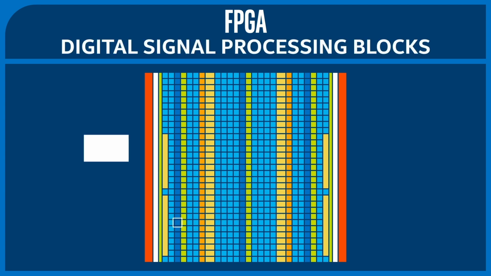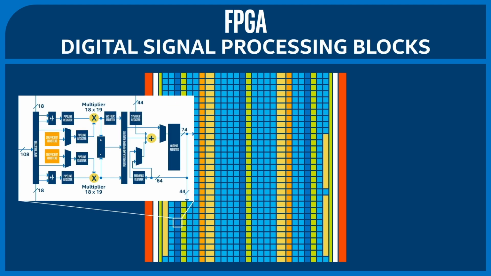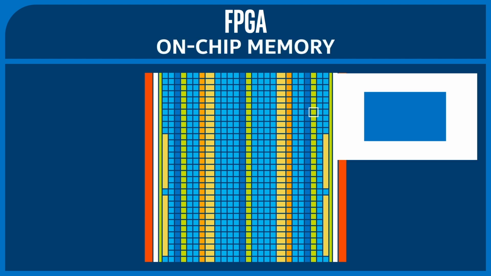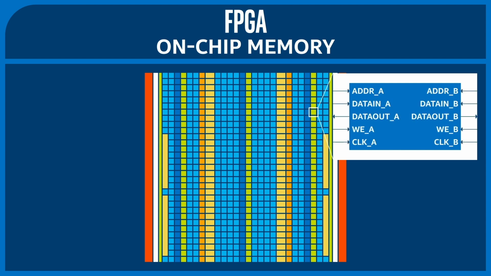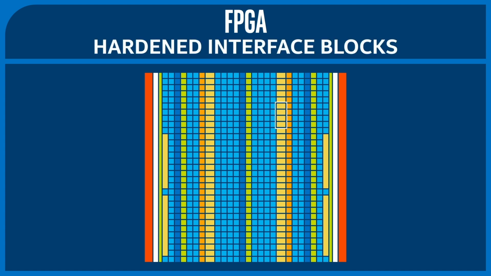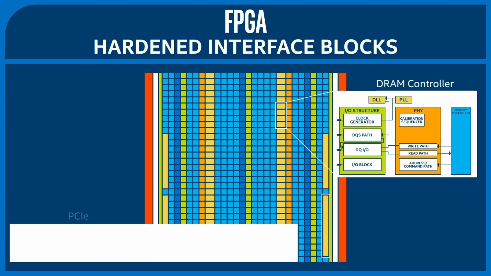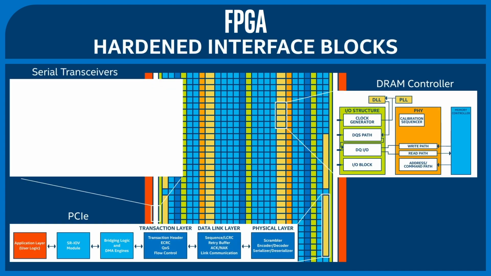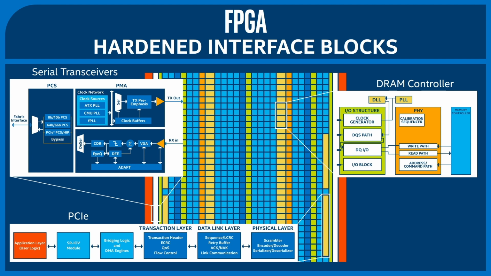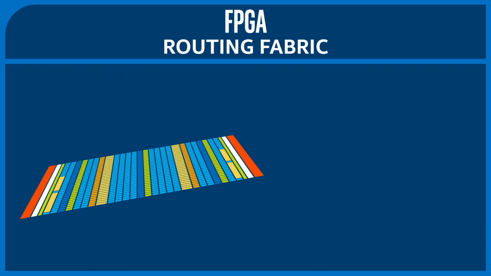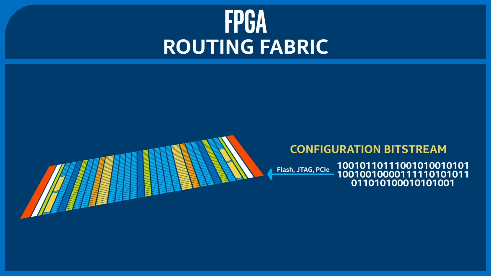Digital signal processing blocks, which handle multiplication and addition operations, critical for filters in a convolutional neural network. On-chip memories, which can be used as data buffers, pipelines, and for nearly any kind of on-chip storage operation. There are also hardened interface blocks such as DRAM controllers, PCIe, and high-speed serial transceivers. These blocks have a fixed functionality which are not built from logic elements. Tying these blocks together is the routing fabric, which is configured for the specific FPGA design.